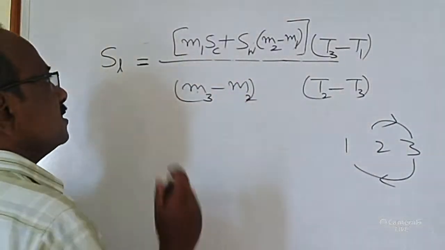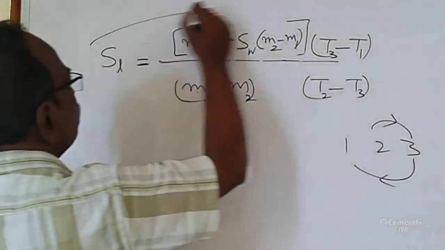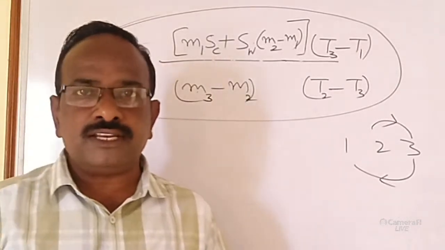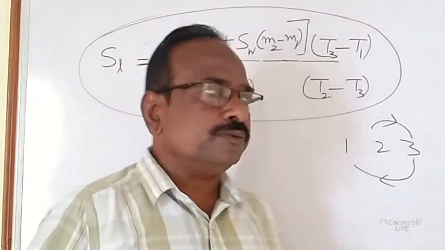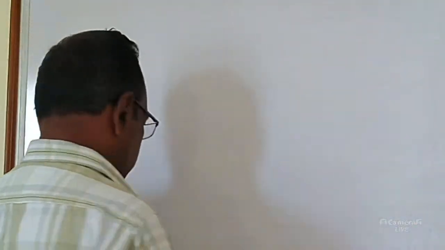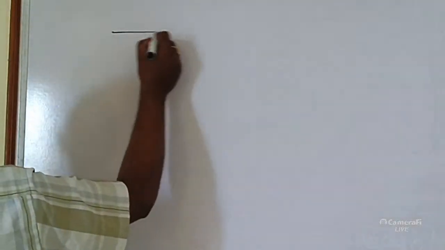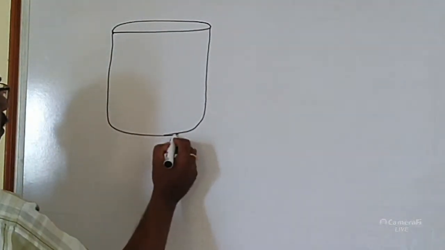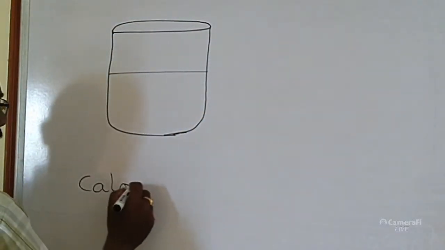So by using this formula, M1 calorimeter first, Nana. So M1 S_C plus specific heat of water into M2 minus M1 into T3 minus. This formula we can find by using an instrument. What is that instrument? Calorimeter. By using calorimeter we can find the value. So first of all you can see, so this one is the calorimeter. What is the name of the diagram, Nana? Calorimeter.